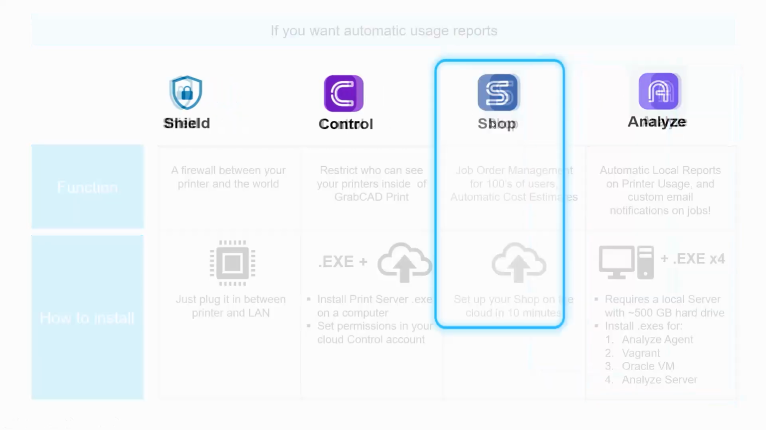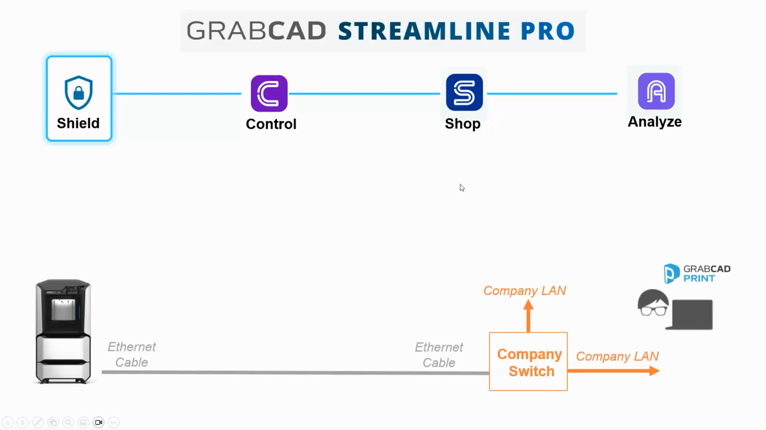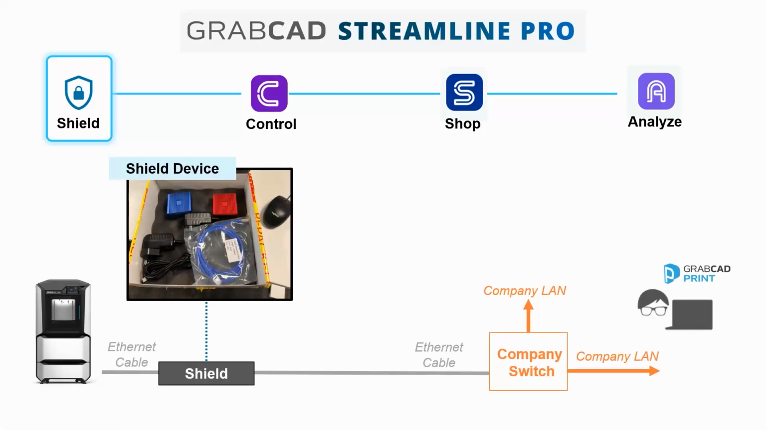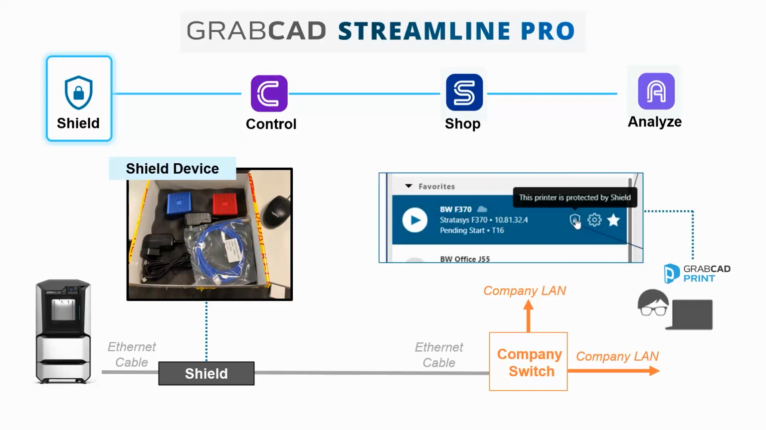Just to show you what each of these looks like, let's start with Shield. It's going to be a physical device that goes between your printer and your switch, Ethernet cables on both sides. And once you plug it in and power it up, you'll get this symbol inside of your GrabCAD Print. This printer is protected by Shield. We'll go into more detail in the next lesson.